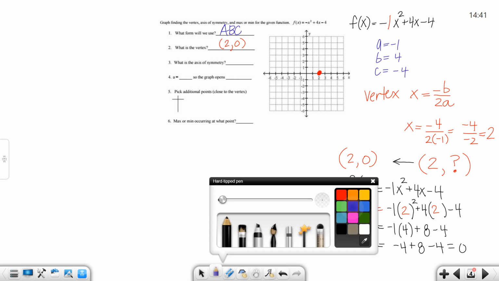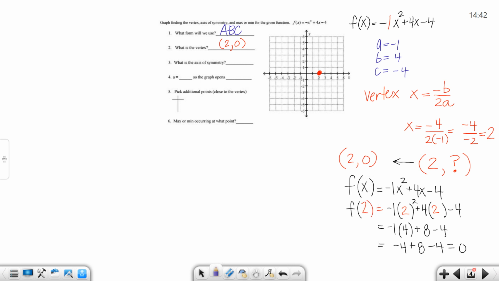The second piece that it asks you to do is find the axis of symmetry. Remember, the axis of symmetry starts with x equals. Remember, it's also, if you look at your vertex, the first number of the vertex. So x equals 2 is my axis of symmetry. I'm going to put the axis of symmetry on the graph, which will divide the parabola in half.